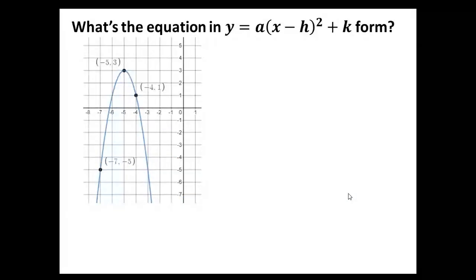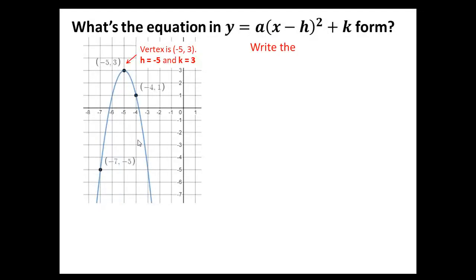Let's do another example like that. We have a parabola here, and we are given some points on the parabola. First important point that we're going to use is our vertex. The vertex is (-5, 3). So I know that h is equal to -5, k is equal to 3. I'm going to write the partial equation based on our vertex form. So we have y is equal to a(x - (-5))² + 3. Let's simplify. y is equal to a(x + 5)² + 3.